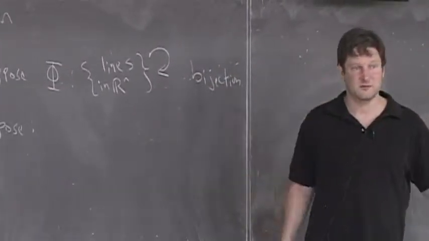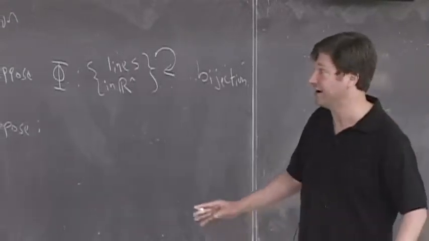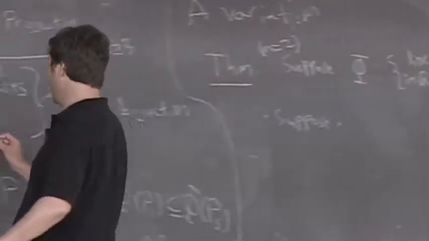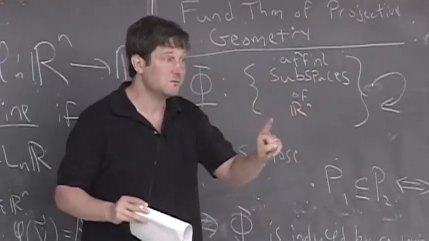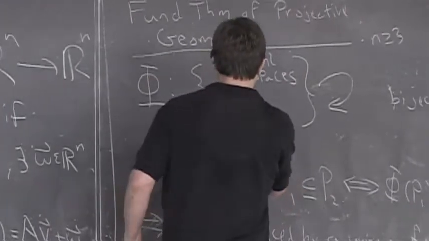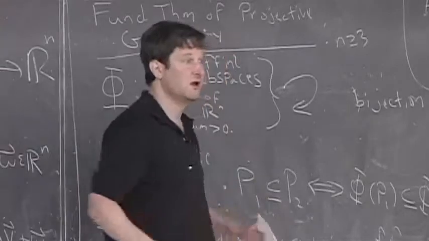Do your affine subspaces include points? No, sorry, no, of dimension greater than 0. You don't, so yeah, this is a key point. This is a much easier theorem. Yes, affine of dimension greater than 0. Thank you.